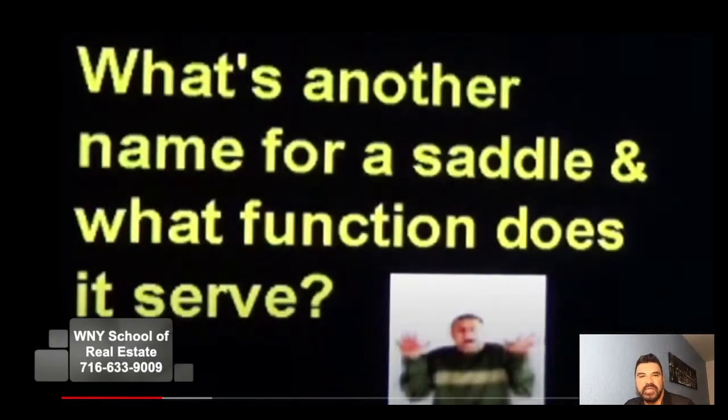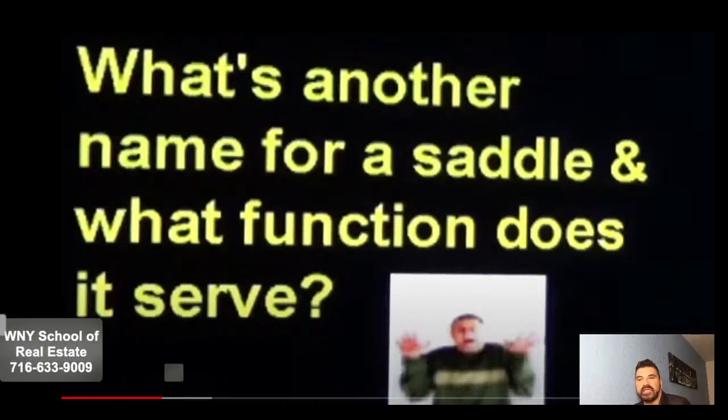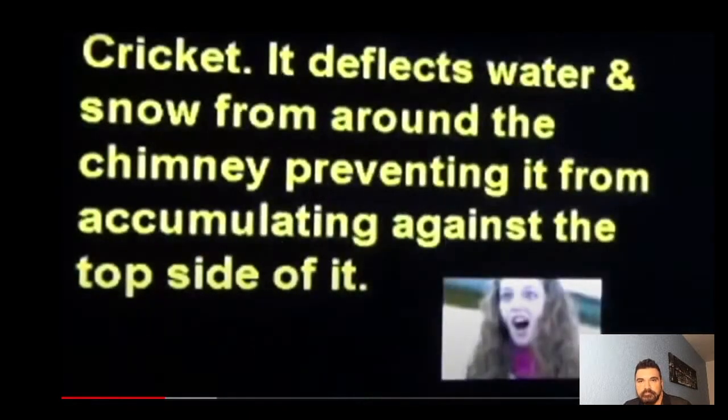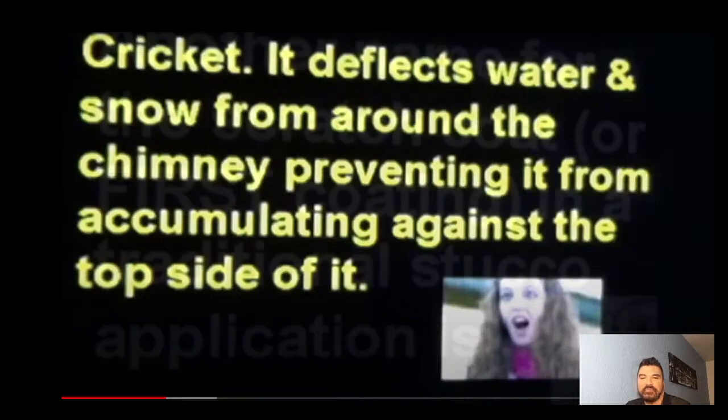This is a popular state exam question, and I remember it on my national exam too. What's another name for a saddle, and what function does it serve? Saddle, saddle, saddle. Of course, we're looking for an answer that starts with the letter C, but not chimney. So cricket indeed is the answer. It deflects water and snow from around the chimney, preventing it from accumulating against the top side of it.